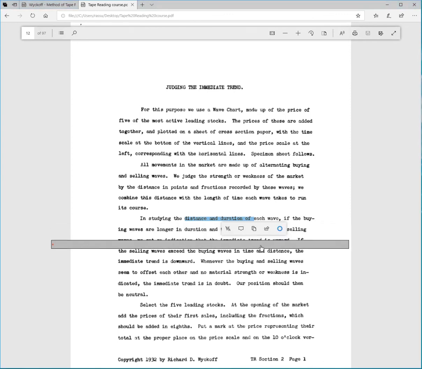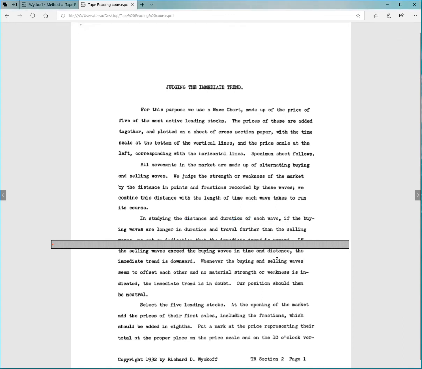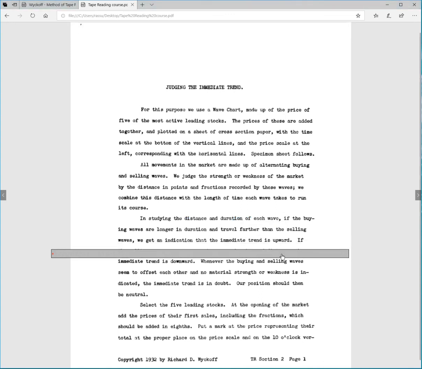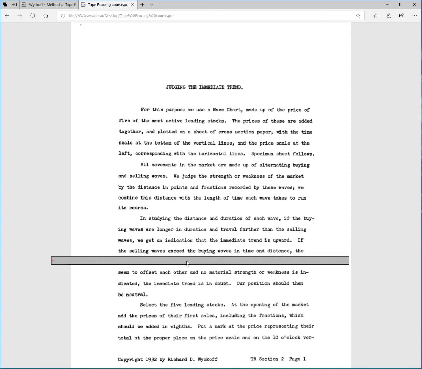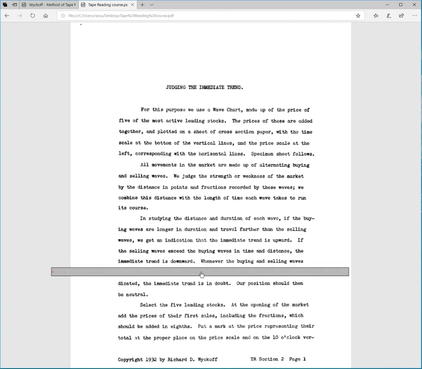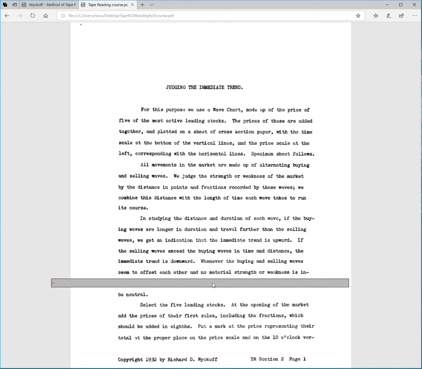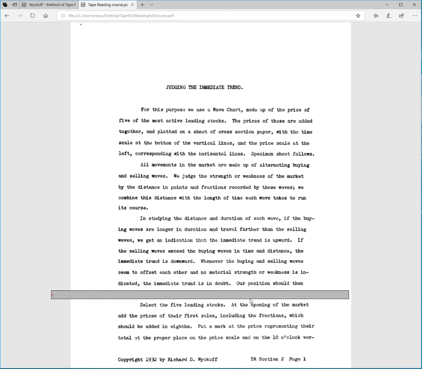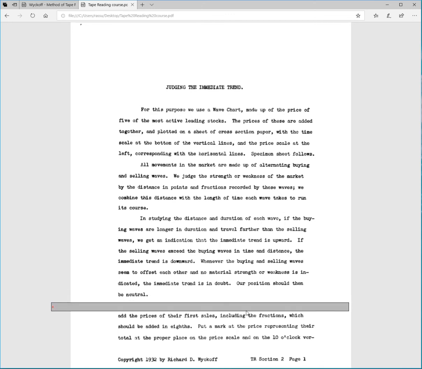If the buying waves are longer in duration and travel further than the selling waves, we get the indication that the immediate trend is up. If the selling waves exceed the buying waves in time and distance, the immediate trend is down. Whenever the buying and selling waves seem to offset each other, there is no material strength or weakness, and the immediate trend is in doubt. Our position should then be neutral.